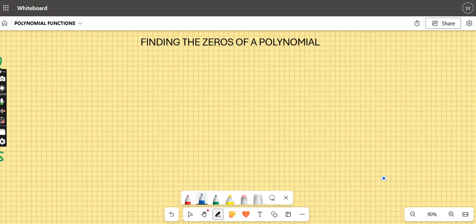We are looking at finding the zeros of a given polynomial. This is an application of the factor theorem. Now let's take a recap of the factor theorem.